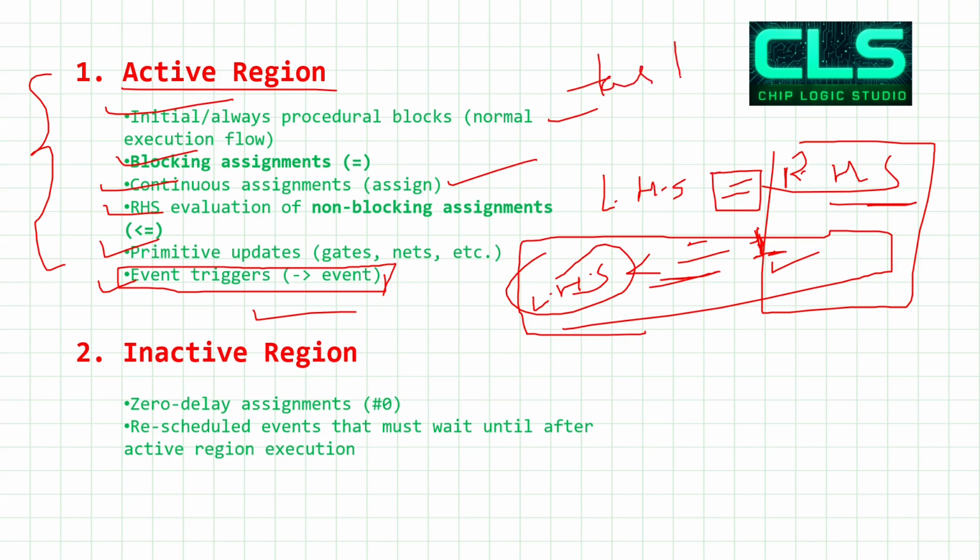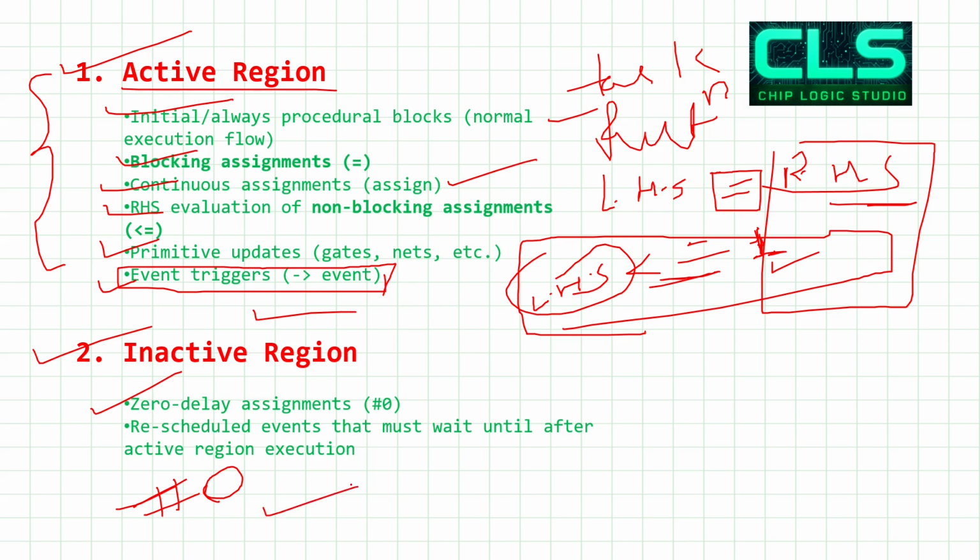For example, a task or function can also execute in this region. Simple things. Now, in the active region we want our statements to execute, and then we want some statement to execute in the inactive region, so we use #0 delay. If you give #0 delay to any statement, it will execute after the active region, and we get what we wanted: after all the statements have executed, we get our #0 delay statement. So this is that.